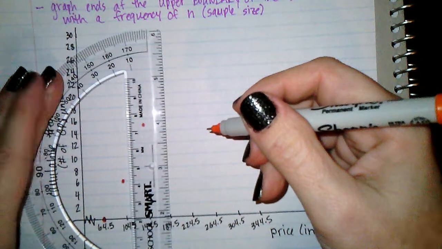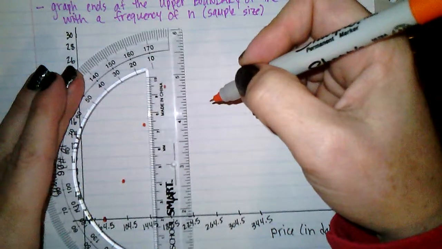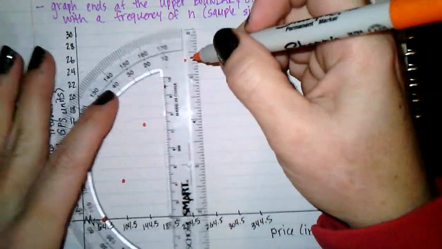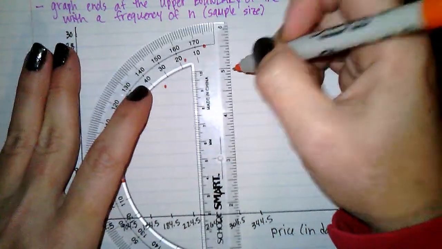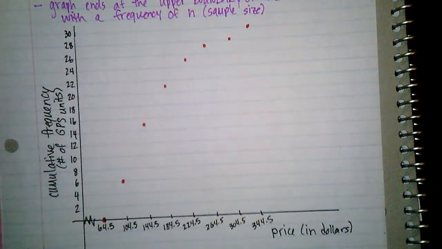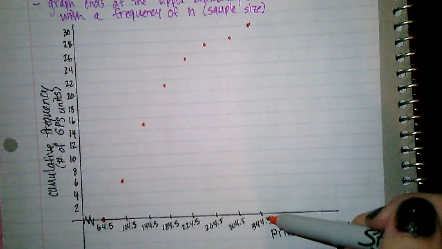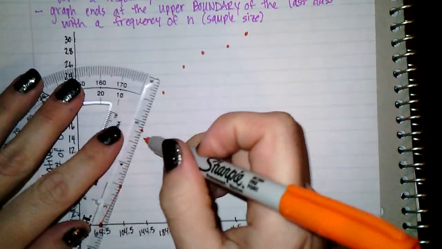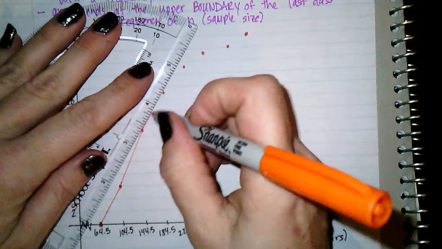I'm going to use a ruler so I get these kind of above where they're supposed to be. And our next cumulative frequency was 25. And then 27. And then 28. And finally we end at 30 because all 30 of them had a price that was $344.50 or below. So we can then connect the dots because this is a line graph. So we want to connect them in straight line segments, not like a smooth curve.